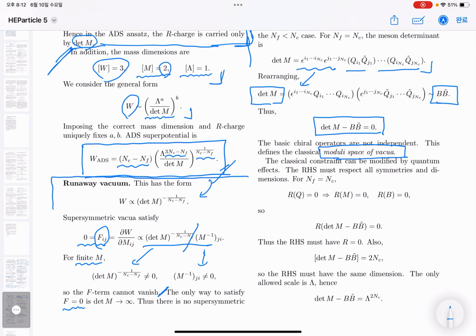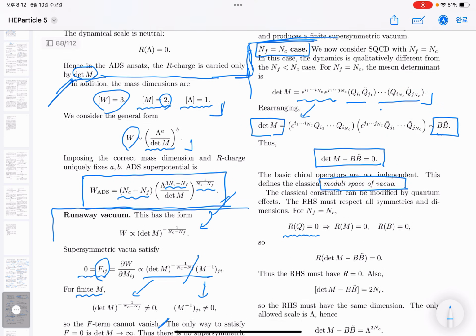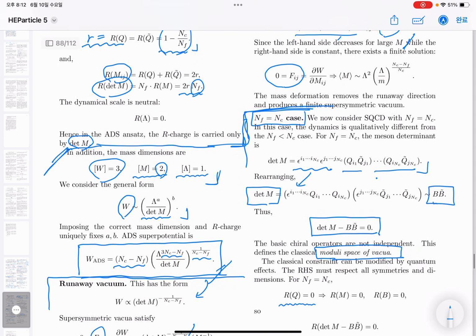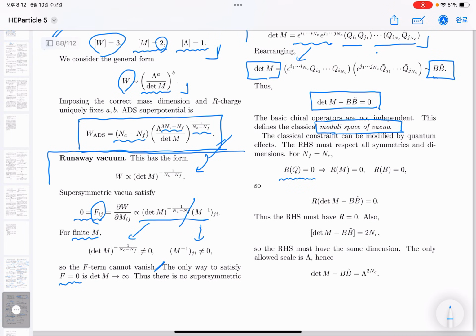This classical constraint can be modified by quantum effects. The right-hand side must respect all symmetries and the dimension. So for NF equal to NC, all charges of the quark become zero because we balance this relation. So when NC and NF are the same, all charges of the matter fields are just zero. So all charges of the meson and the baryon operators are also zero. So if we consider this condition, the right-hand side has all charges zero.